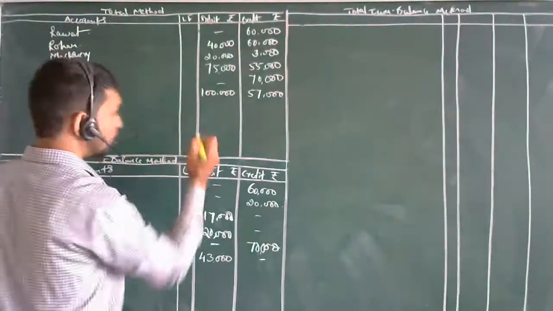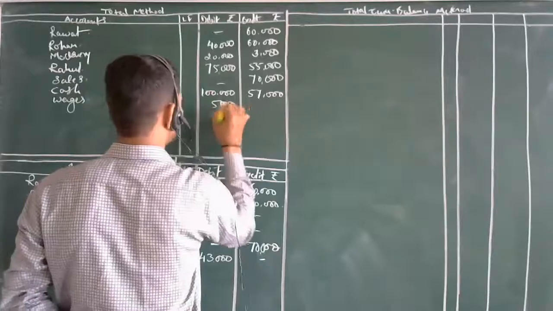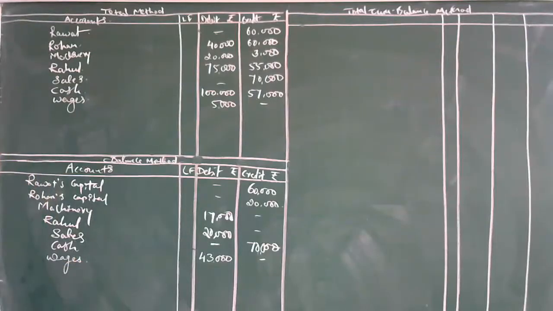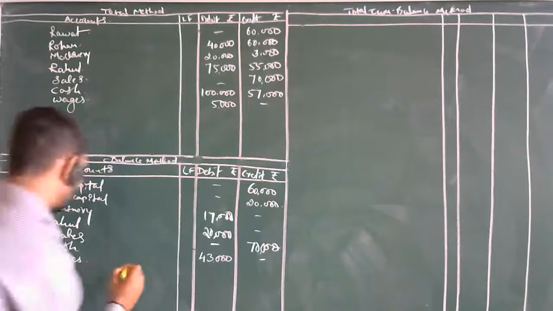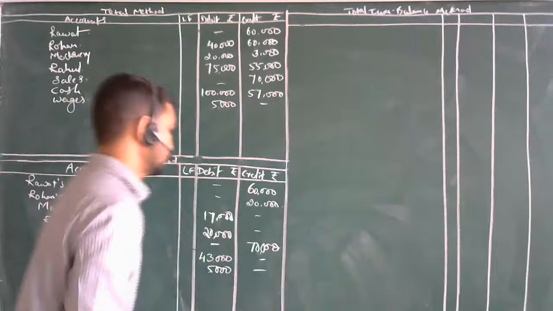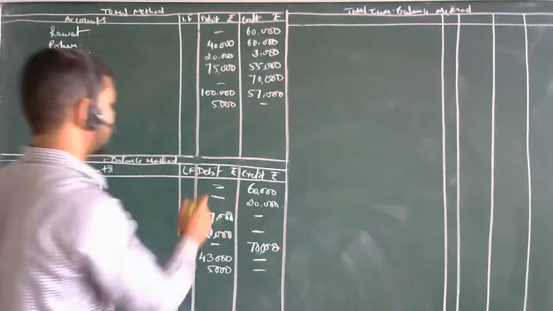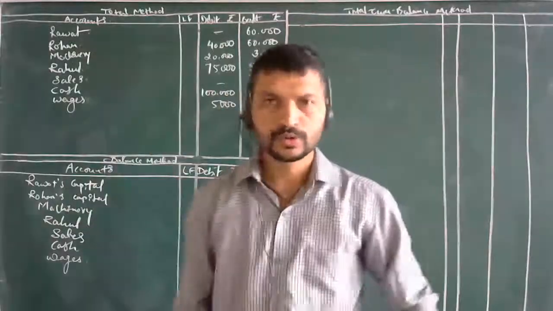Wages is how much in rupees? 5,000, right? Yes, 5,000 cash debited. Then coming to the next one, wages. The total is how much? As usual, 5,000. 5,000 only. Okay, done. Even this is a 5,000 amount. So we've ended with the wages. Come to the next one.